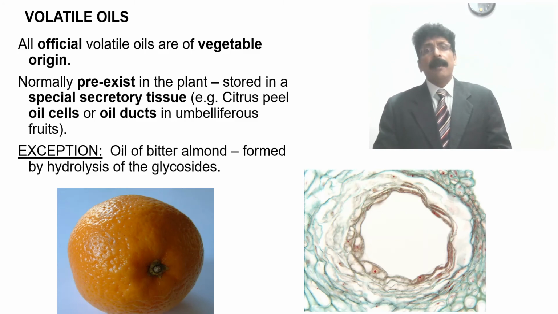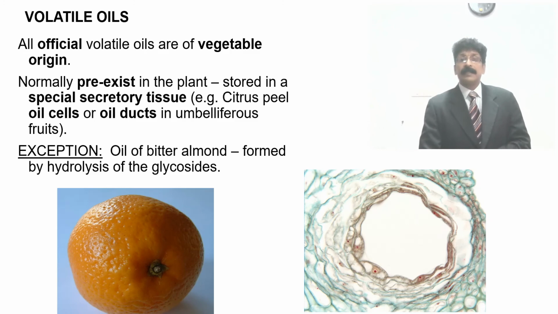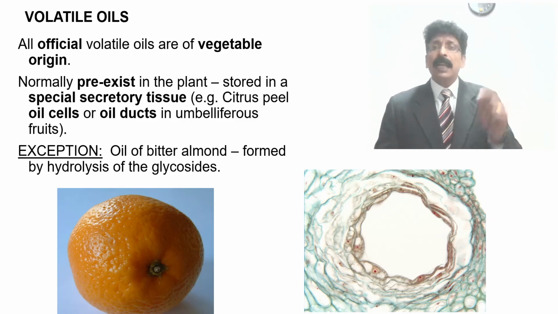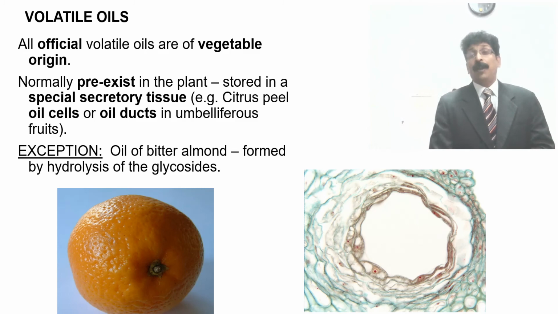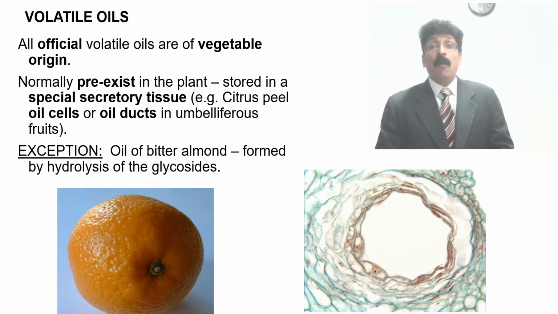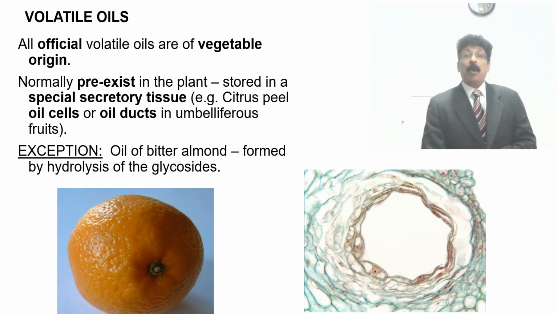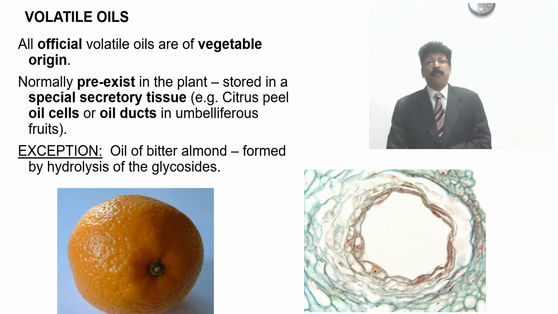Oils are present in the form of glycosides. Oils in bitter almond are formed by hydrolysis of glycosides. When you hydrolyze the glycoside present in the almond, you can get the oil. So that's one example. Oils in bitter almond are formed by hydrolysis of glycosides.